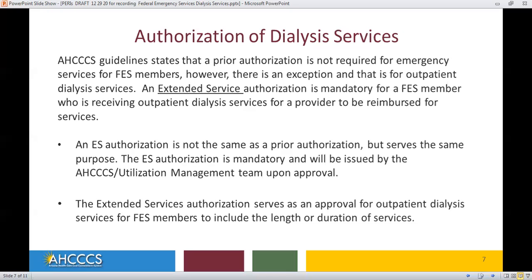An extended service authorization is mandatory for an FES member who is receiving outpatient dialysis services for a provider to be reimbursed for services. An extended service authorization is not the same as a prior authorization, but serves the same purpose. The extended service authorization is mandatory and will be issued by the Access Utilization Management Team upon approval. The extended services authorization serves as an approval for outpatient dialysis services for FES members to include the length or duration of those services.